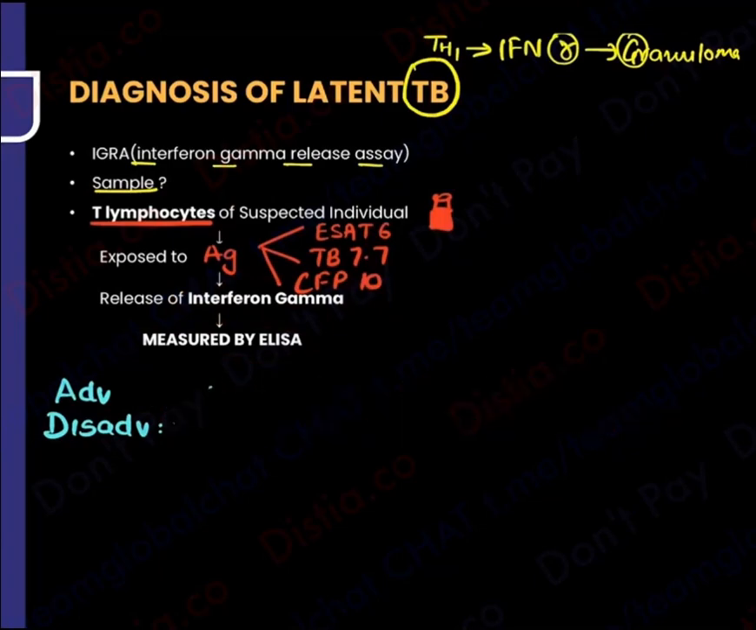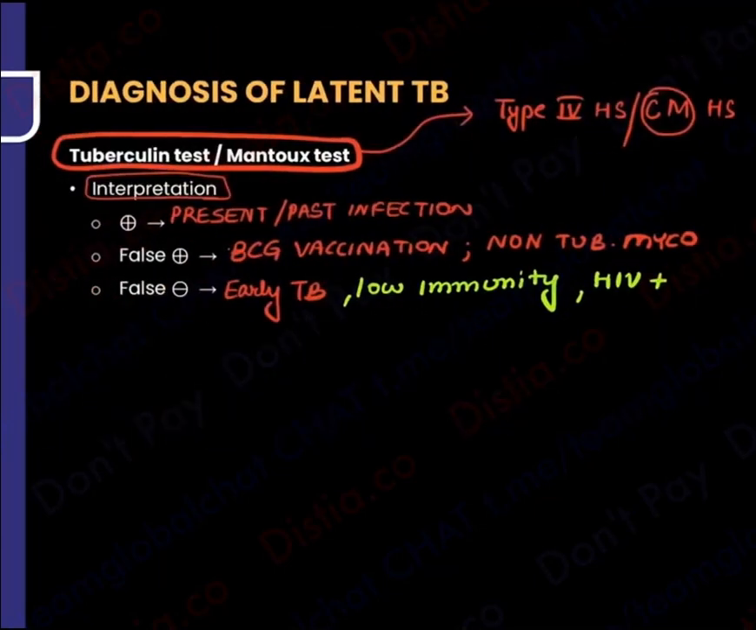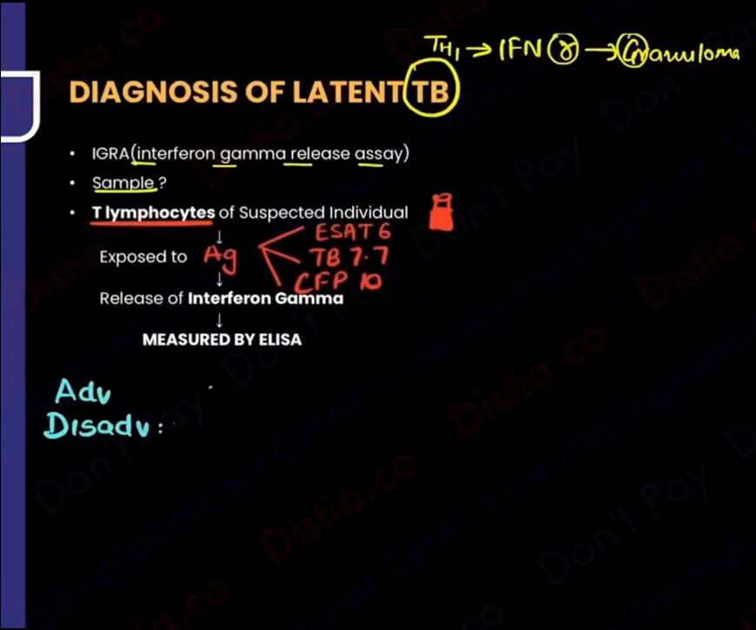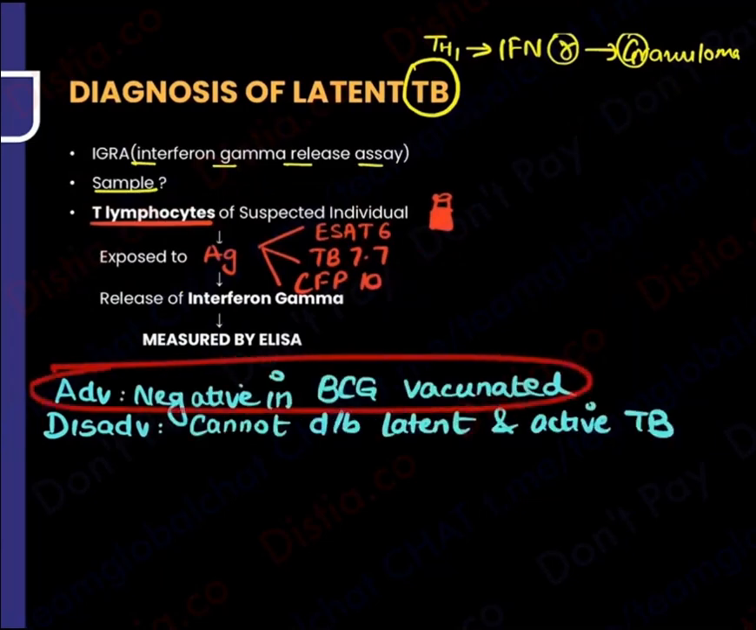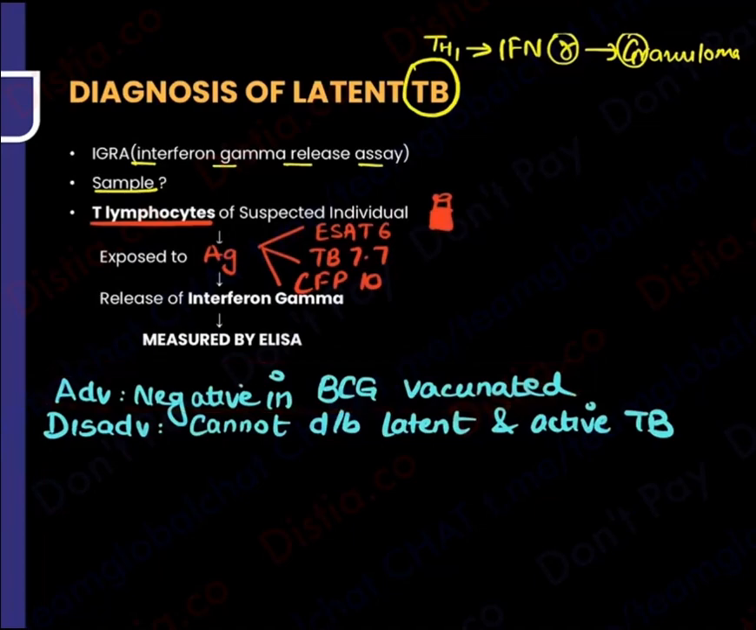So now this has one advantage and one disadvantage. The advantage over Mantoux is that the problem with Mantoux was that it was giving you a false positive in BCG vaccination. This is not going to be positive in BCG vaccination. So the advantage is that it is going to come out negative in BCG vaccinated people. But what still remains as a disadvantage is that this is a test for latent TB. It cannot differentiate latent from active. So you need a GeneXpert or a nucleic acid method testing for that. So these were the methods that you have for latent TB.